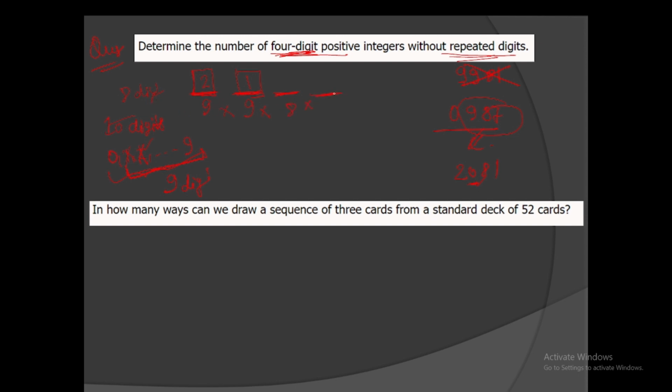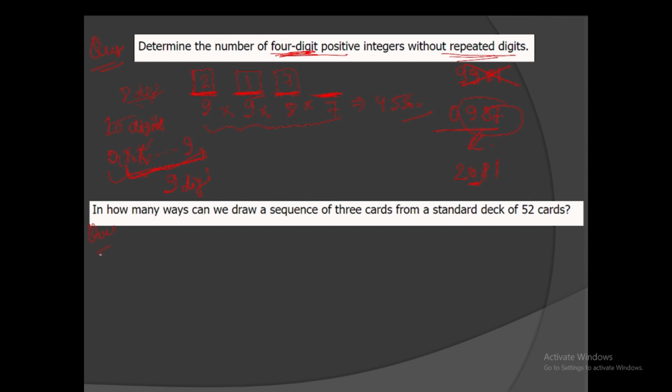And on this ones place, 3 digits are chosen, for example over here 7. So out of 10 digits, 3 digits have already been taken. So the last ones place can be filled in 7 ways, right? Because there will be 7 digits left. So the number of 4-digit positive integers without repetition will be this product, which is basically 4536.